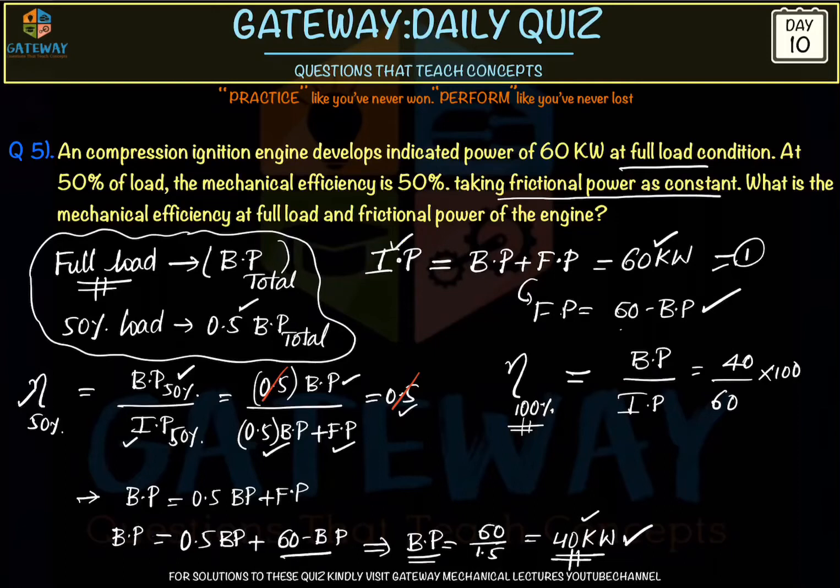Once the brake power was known, and indicated power was already given in the question, we can calculate the mechanical efficiency at 100% load. That is nothing but BP upon IP, that is nothing but 40 upon 60 into 100. And that answer comes out to be 66.667%. This is our answer for question number 5.